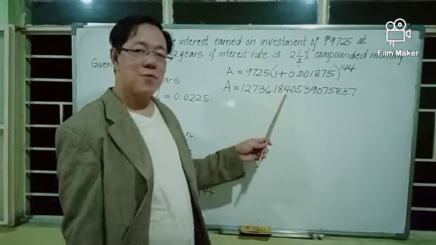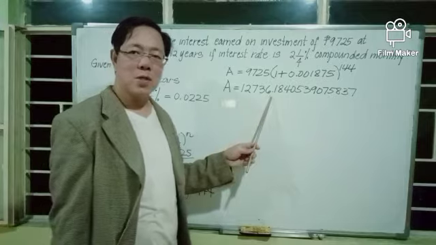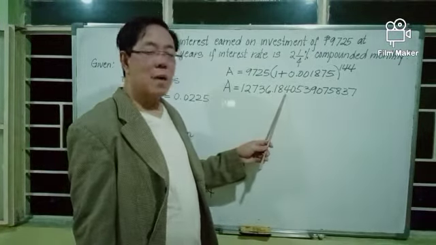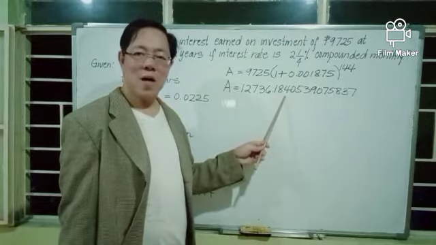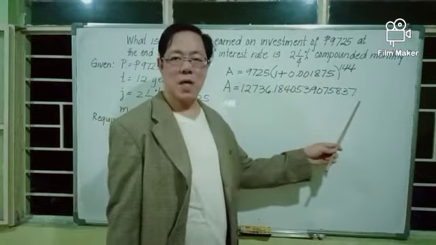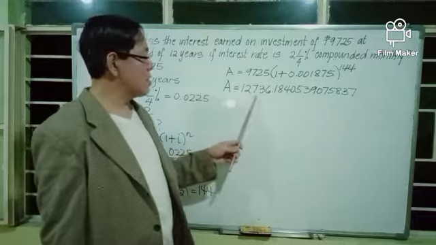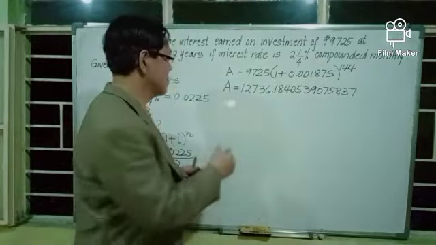Again, the third digit from the decimal point is to be rounded. So from the decimal point, you count 3. 1, 2, 3. The number to be rounded is 4. But 4 is less than 5. So we simply drop 4 and all the digits to its right. And our final answer should be 12,736.18 pesos.